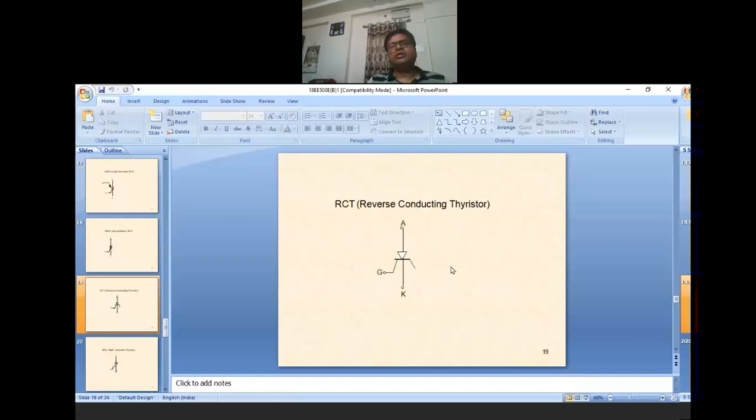Next one is reverse conducting thyristor, RCT. Just a moment ago we have discussed that SCR will be mainly used in only one direction but not in the reverse. But this RCT, with its modified construction and doping of the layers, can be used in the reverse direction. That is why it is called as reverse conducting thyristor.